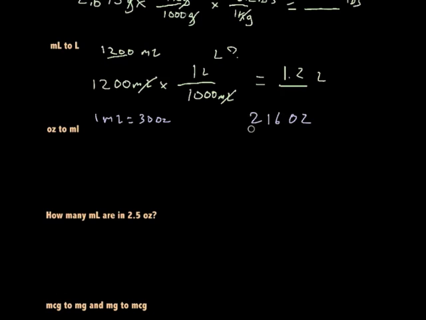Well, I'm going to start with my given, which is 216 ounces. And I'm going to multiply that by my conversion factor, which is for every 1 milliliter, I have 30 ounces. My ounces here are going to cancel out, and I'm going to be left with milliliters. So milliliters is what I was looking for. I don't know how many milliliters there were. So I set my problem up correctly.